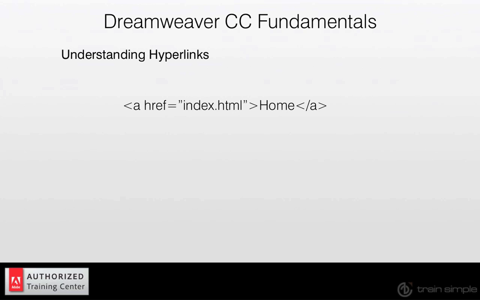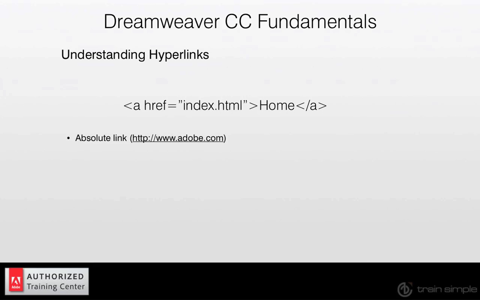You'll notice that that tag surrounds a piece of text. It could surround an image, whatever you want to be clickable. In this case, the text home would be clickable, and it would link to the index page. Now, in this chapter, we're going to focus on how we can go about creating hyperlinks inside of Dreamweaver. And in order for us to do that, we need to learn about the different types of hyperlinks.